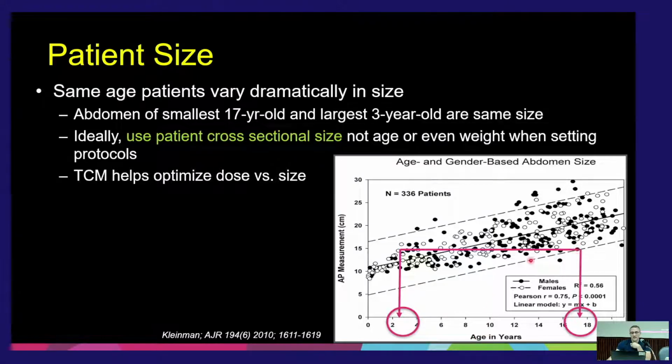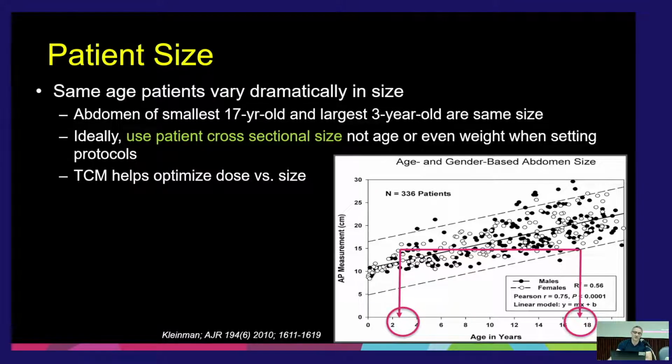You can see here in this publication by Kleinman about a decade ago, 2010, so 12 years ago, they sampled and went through and measured on the CT scans of a bunch of patients their anterior, posterior, and lateral measurements, and then plotted them as a function of age. And you can see the smallest 17-year-old had basically the same body habitus dimensions as the largest 2.5-year-old. That's crazy to think. And so that's why it's hard, especially in the body, to set up protocols based on age.